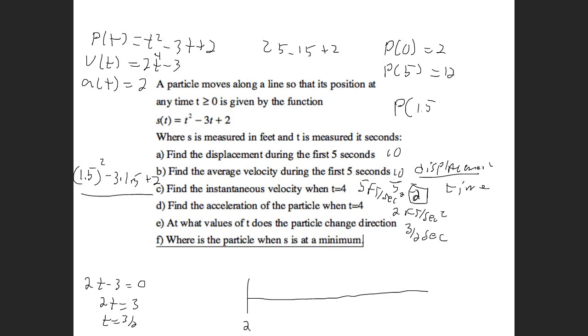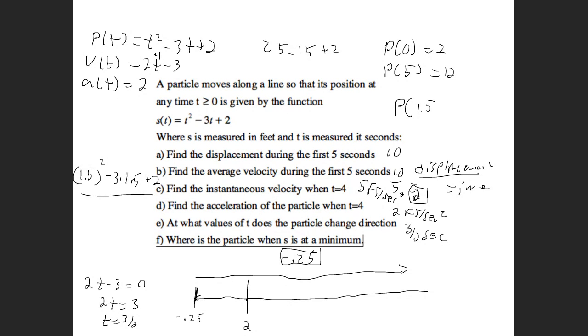At negative 0.25. So this particle started at 2. It went this direction until it hit negative 0.25. Okay, so this is at 2. This is at negative 2.5. Then this particle changes direction and it goes this direction for the rest of its life. How do I know it's going to the right and it never changes again? Because the velocity is never 0 again. So this particle went to the left to start, and then it changed directions and it went to the right. So it says, where is the particle when s is at its minimum? Negative 0.25.